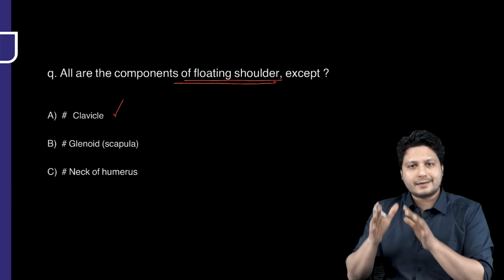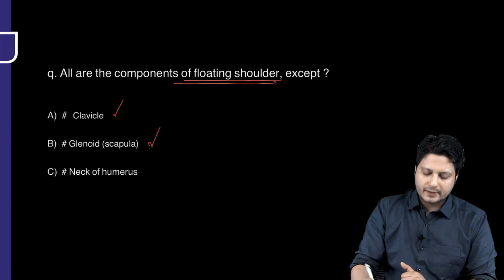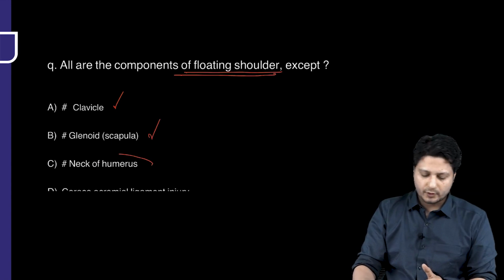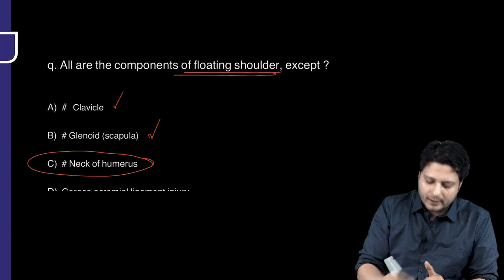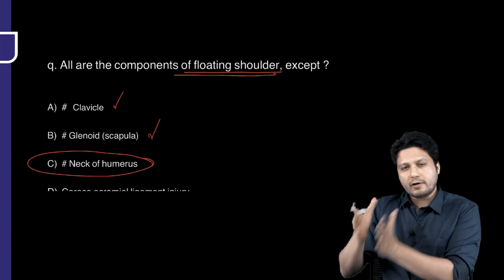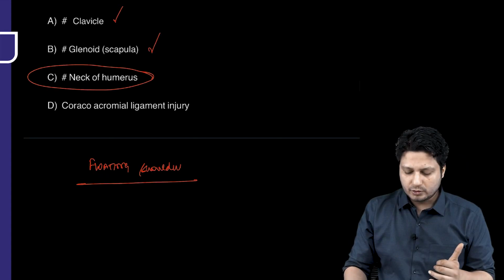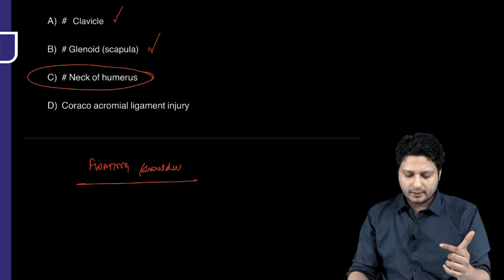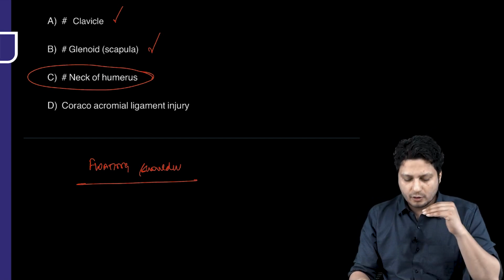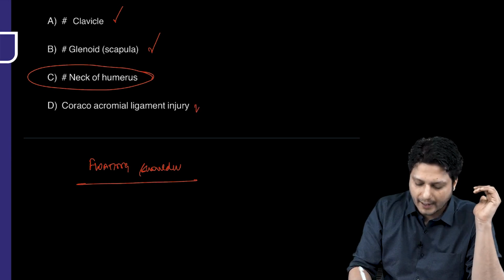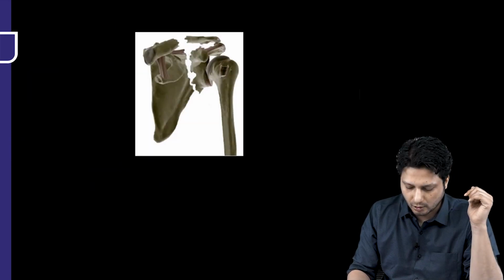complete fracture of the clavicle is a component of the floating shoulder. Fracture of the glenoid is a component of the floating shoulder. But fracture neck of humerus, humerus is nowhere given that it should be fractured so as to call it a floating shoulder. Alright, so fracture neck of humerus is the correct answer in this particular question. And yes, associated ligament injuries are always going to be there.